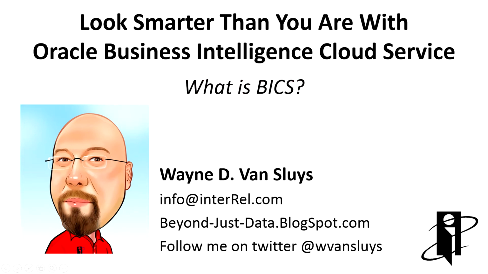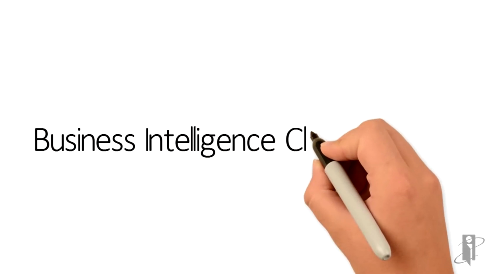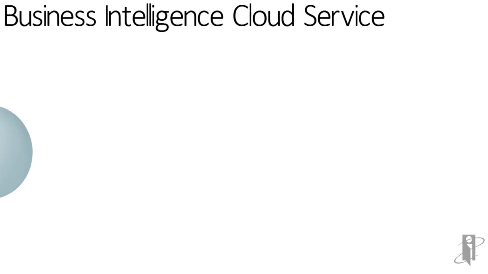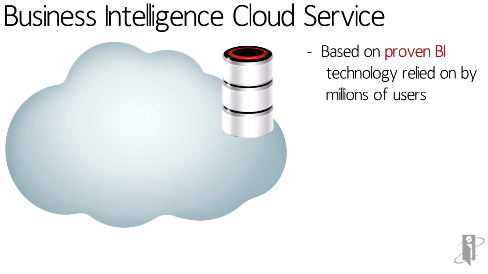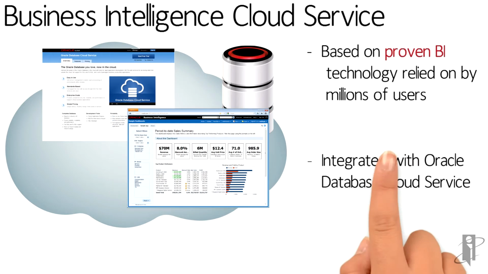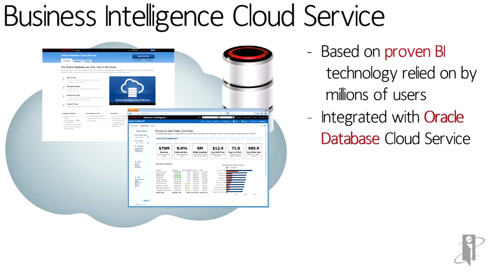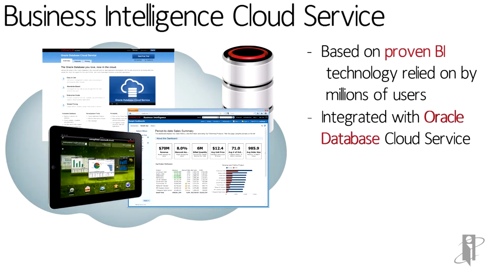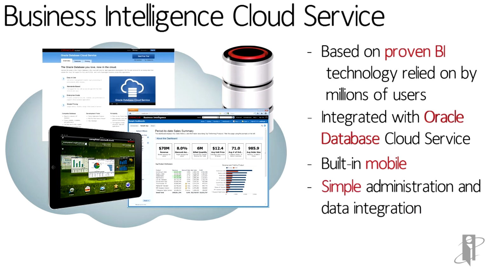What is BICS? BICS is Oracle's Business Intelligence Cloud Service. It's based on the proven BI technology already used by millions of users around the world. It's integrated with the Oracle Database Cloud Service, utilizing database as a schema, as well as database cloud service. There's built-in mobile, a simplified administration with data integration, and it's based on a low-cost monthly subscription instead of an annual license.